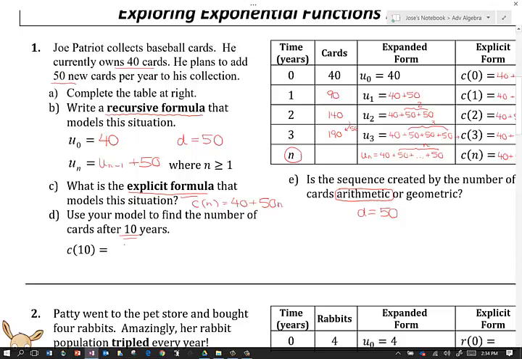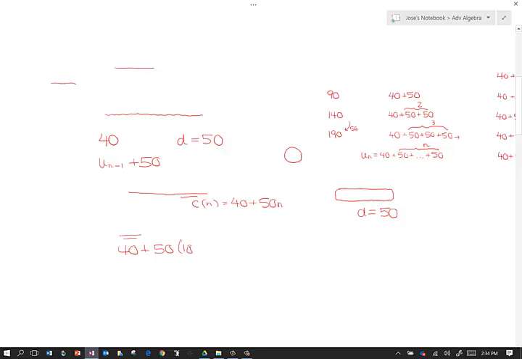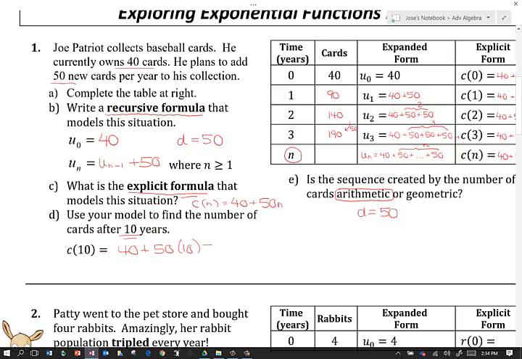So how many cards will we have after 10 years? That's from 40, and he adds up 50 10 times. 50 times 10 is 500, so this part here is 500. And Joe would have at that point 540 cards in his collection.